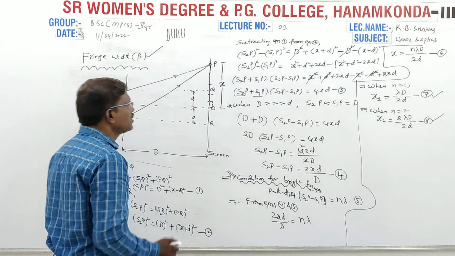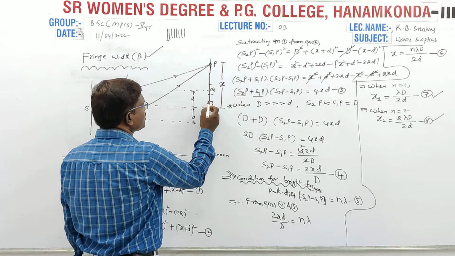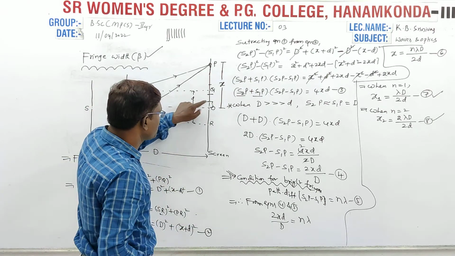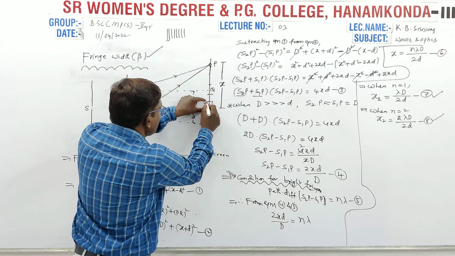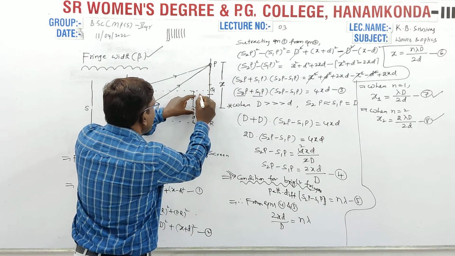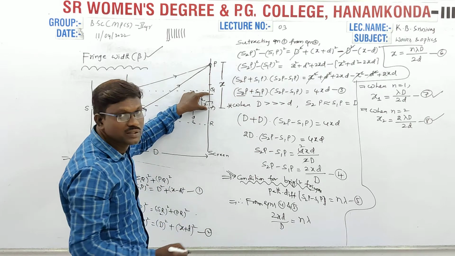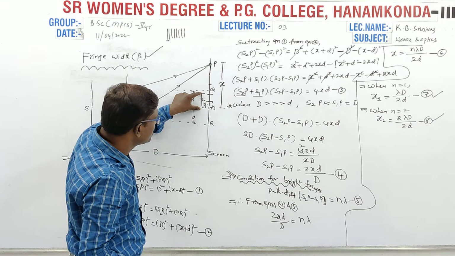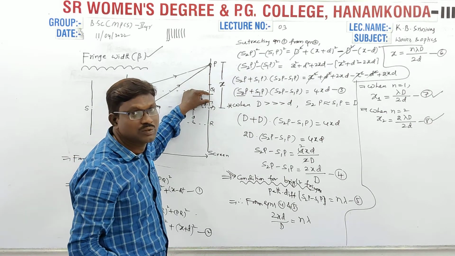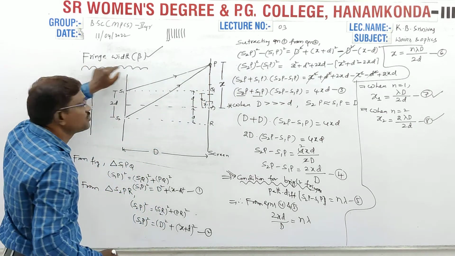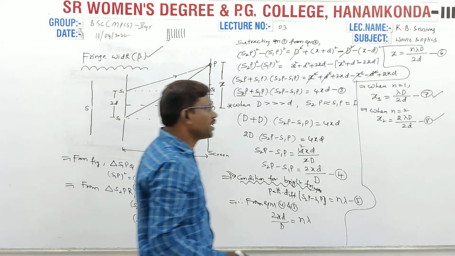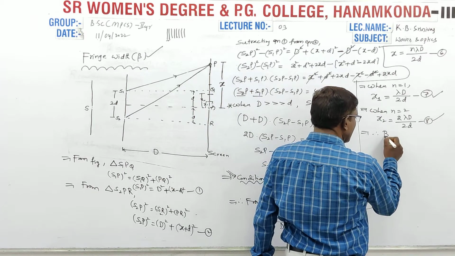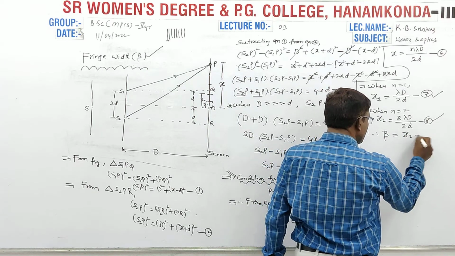Equations 7 and 8 are the successive bright fringes from the center of the screen. This is the first bright fringe x1, and this distance is x2, the second bright fringe. If you subtract x1 from x2, you will get the distance between the successive bright fringes. That is nothing but fringe width. So simply I am subtracting x1 from x2, so that you will get beta value. Beta is equal to x2 minus x1.